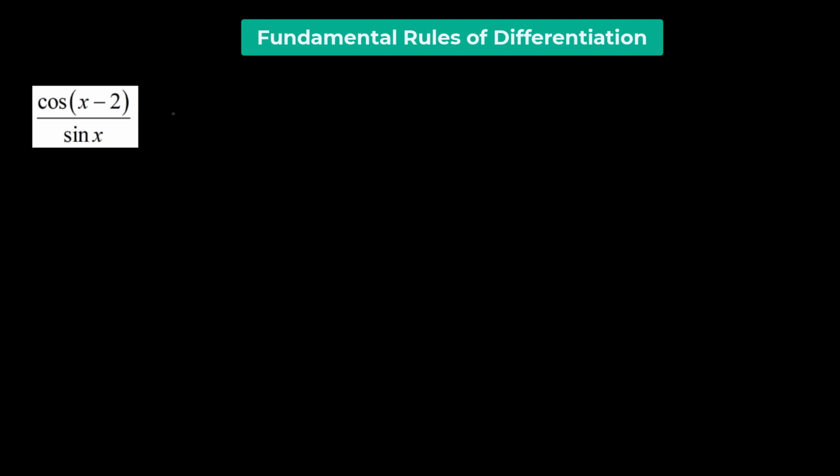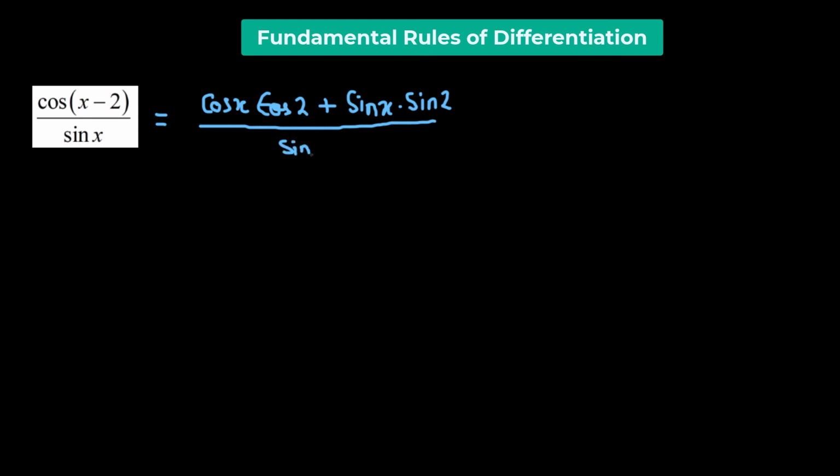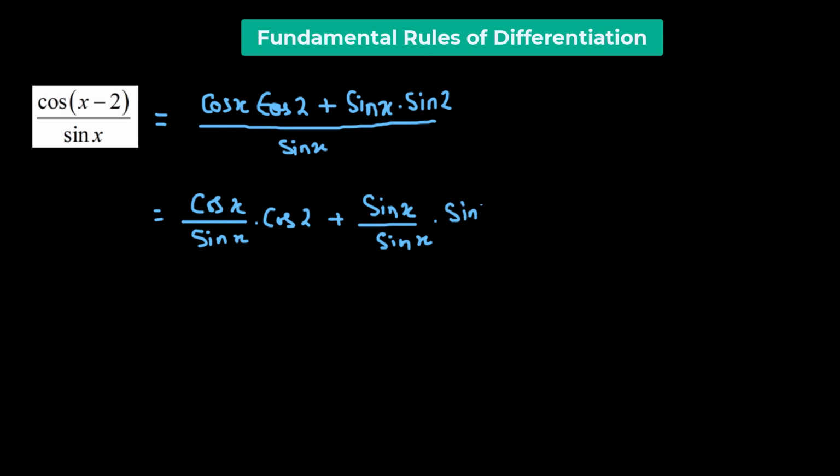So here we have the function cosine of x minus 2 over sine x. So we need to find its derivative, but before that we are going to expand the numerator. So we have cosine of x minus 2. On expanding it, we will have cosine of x times cosine of 2 plus sine of x times sine of 2, divided by sine of x. So now we're going to divide each term in the numerator by sine of x. So we have cosine of x over sine of x times cosine of 2, plus sine of x over sine of x times sine of 2. Now cosine x over sine of x is simply the cotangent function. So we have cotangent of x times cosine of 2, plus, sine x will get cancelled out, we're left with sine of 2.